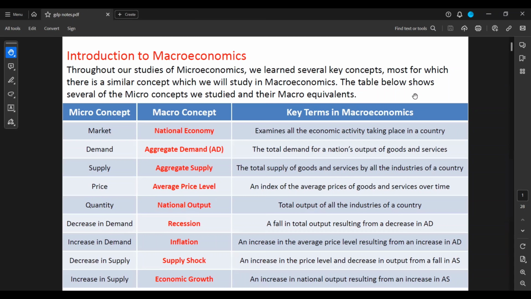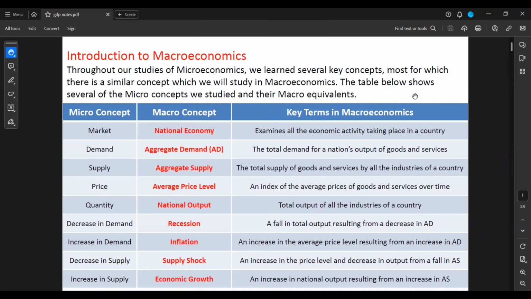Key terms in macroeconomics. The national economy examines all the economic activity taking place in a country. Aggregate demand is the total demand for a nation's output of goods and services. Aggregate supply is the total supply of goods and services by all the industries of a country. Average price level is an index of the average prices of goods and services over time. National output or income is the total output of all the industries of a country.